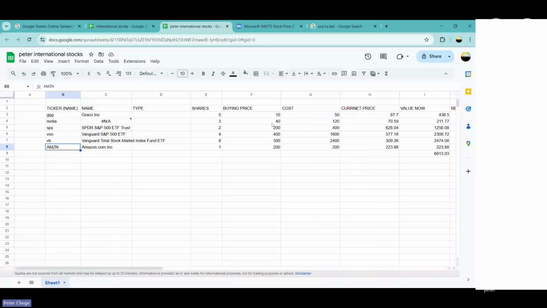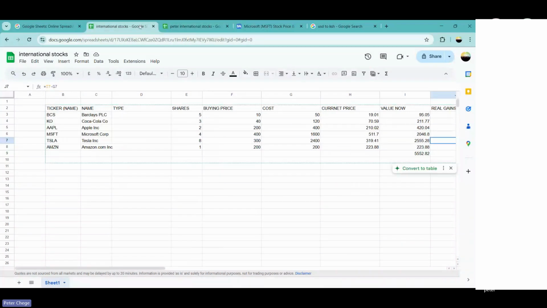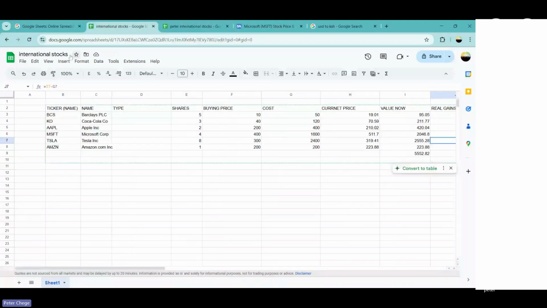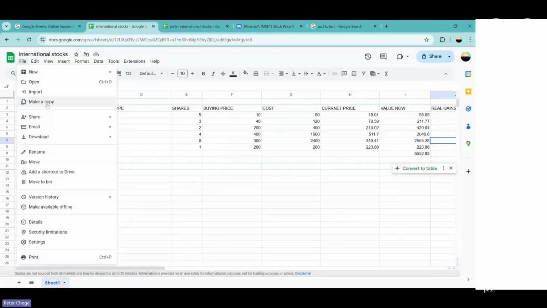Now notice the other one has not changed. So when you make a copy, this is fully owned by you. You can do everything with it. So when I share, you just go to File, Make Copy, save on your drive, and from there, start investing.